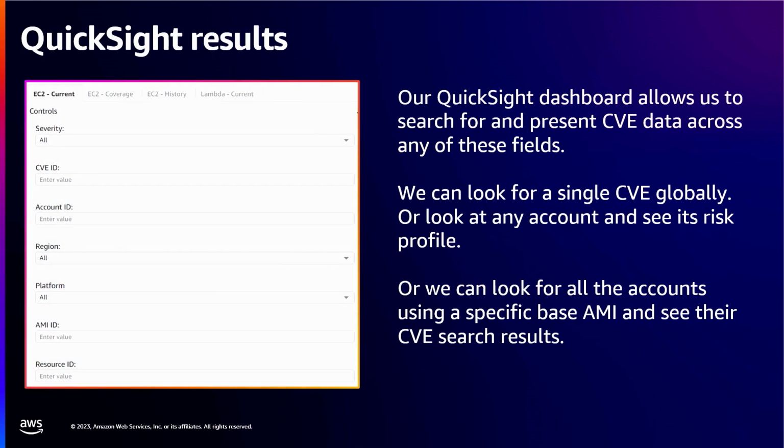So if we look at our QuickSight results, I've taken a few very simple screenshots from QuickSight. They're actually quite a lot more sophisticated than this. But our dashboard allows us to search and present CVE data across any field. So we can look at the severity of the CVE, we can look at individual account IDs, we can look at regions, we can choose particular platforms, we can choose a particular AMI, and so on.